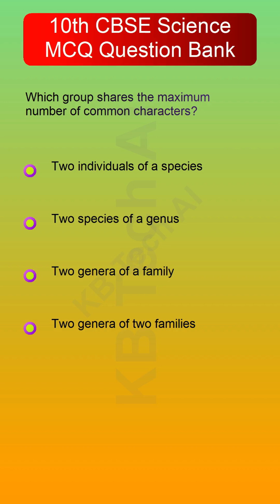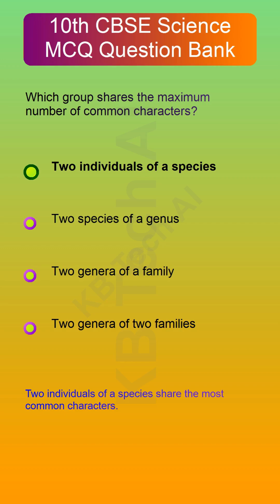Which group shares the maximum number of common characters? Option 1, 2 individuals of a species. Option 2, 2 species of a genus. Option 3, 2 genera of a family. Option 4, 2 genera of 2 families. The answer is, option 1, 2 individuals of a species.